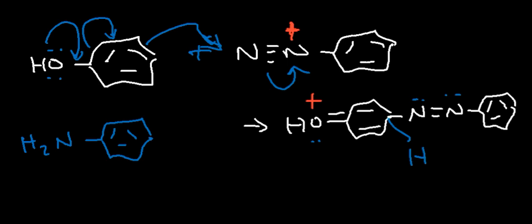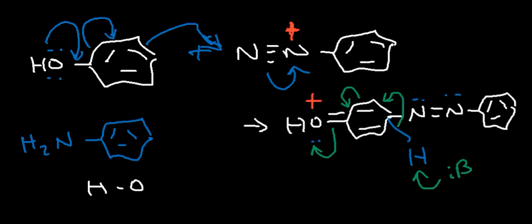Whatever the base is in this reaction, maybe it's a chloride ion, it's going to grab the hydrogen. These electrons will form a double bond. That double bond is going to move here. And then we're going to get an alcohol again.